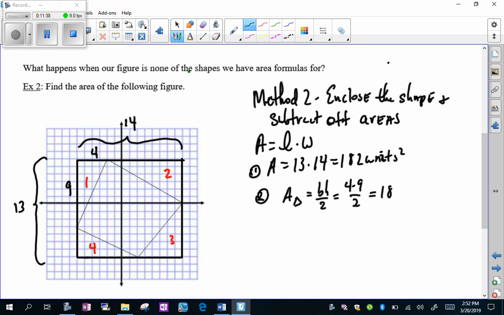Okay, if I go for the next one, area of triangle 2. If I count across, that's going to be 10. And if I count down, that's going to be 6. So now I'm going to get the area equals 10 times 6 divided by 2. And that's going to give me 30.